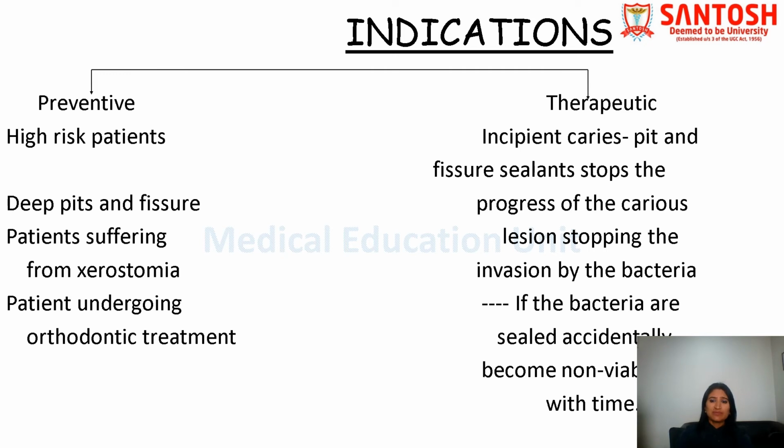The indications can be preventive as well as therapeutic. Preventive indications include high-risk patients, deep pits and fissures, patients suffering from xerostomia, and patients undergoing orthodontic treatment. These are all patients which are indicated for pit and fissure sealants. For therapeutic reasons, we can use an incipient caries pit and fissure sealants, stops the progress of the carious lesion, stopping the invasion of the bacteria. If the bacteria are sealed accidentally, they become non-viable with time.